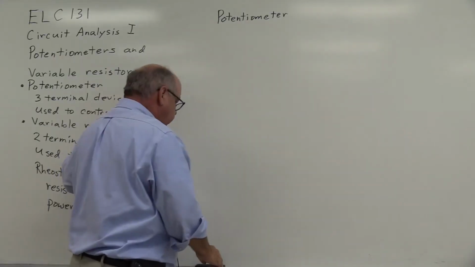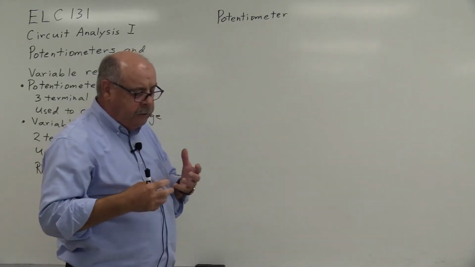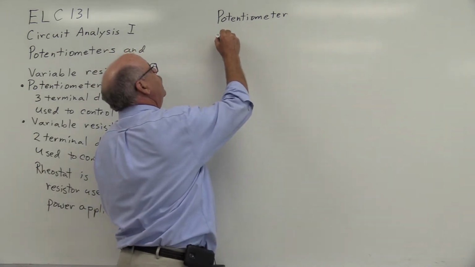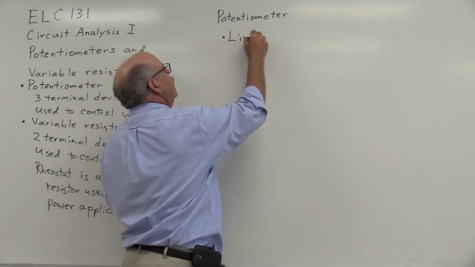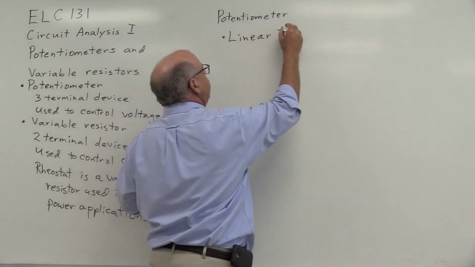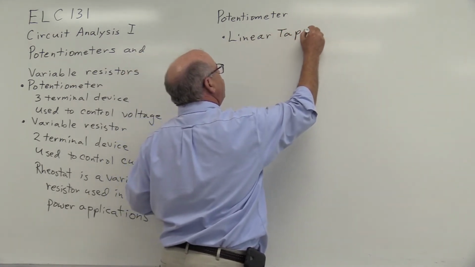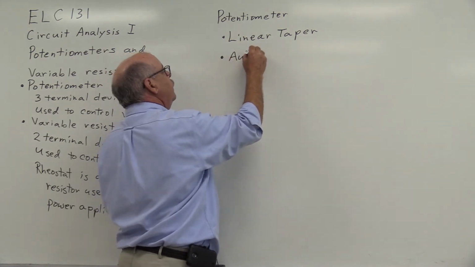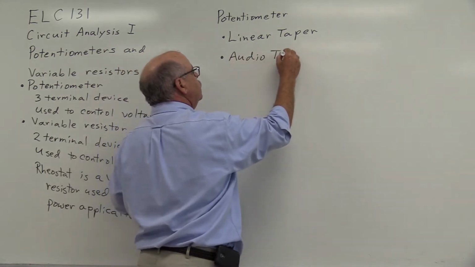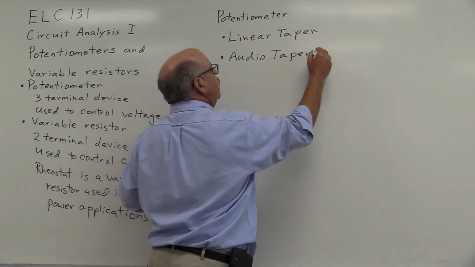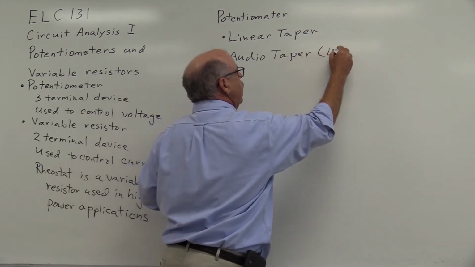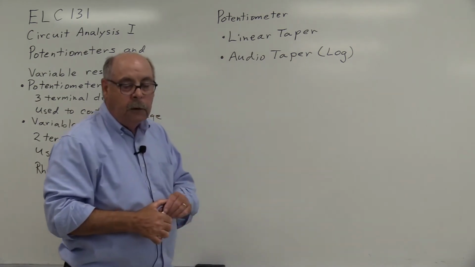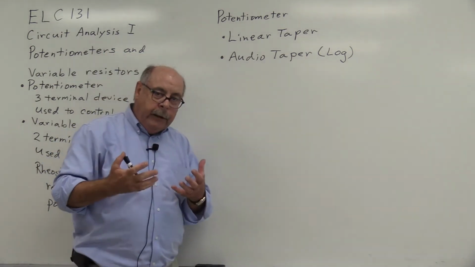Now, when we talk about potentiometers, there's a couple of different types that you may encounter. One's called a linear taper, and the other is called an audio taper. And the audio taper is also called a logarithmic or log taper. Now, what does this mean?